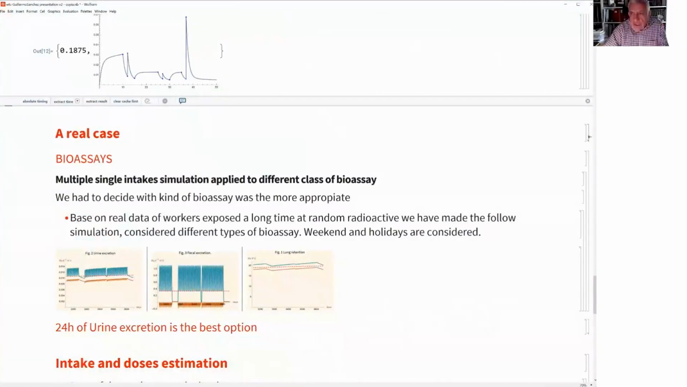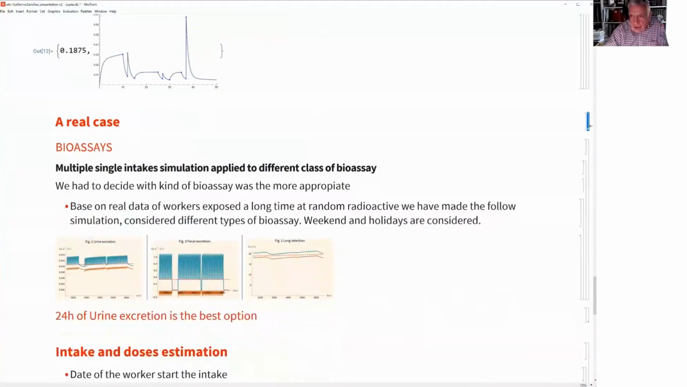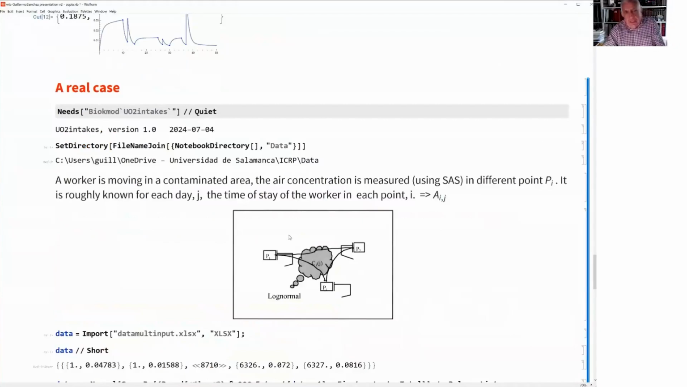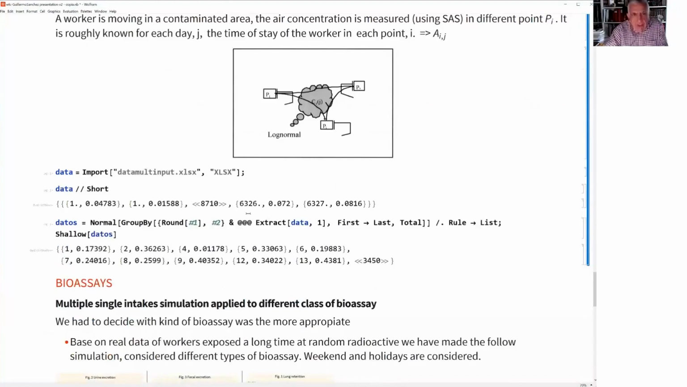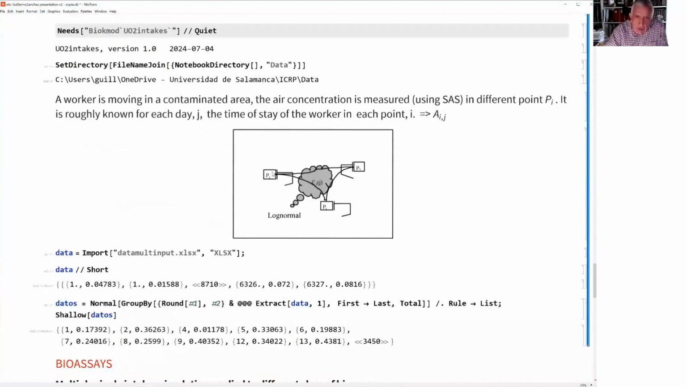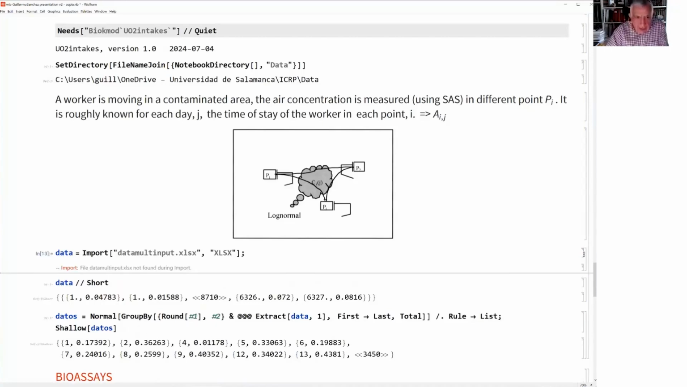We are going to apply this to a real case. The first step that we need is the information for a specific worker. We have the information with the residence time of the worker in every point, every day, and the concentration in this point. Of course, it is an estimated quantity and it has very big uncertainty. We load the data that we have, in this case in an Excel file.